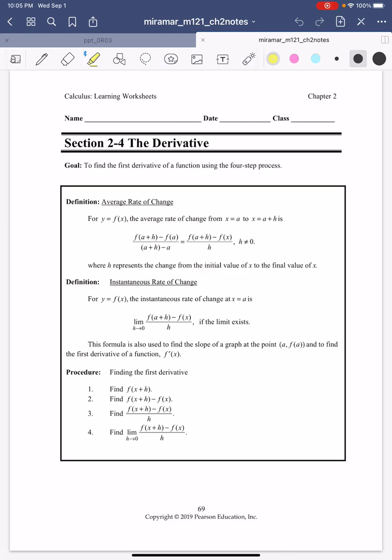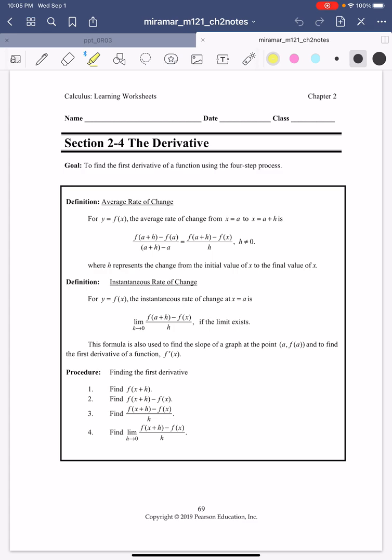In this video, we are going to talk about section 3.4, which is the derivative. The derivative is a huge topic in Math 121. We will spend pretty much chapter 2, chapter 3, and chapter 4 on the derivative. So a big chunk of the course is going to be on topics of derivatives.